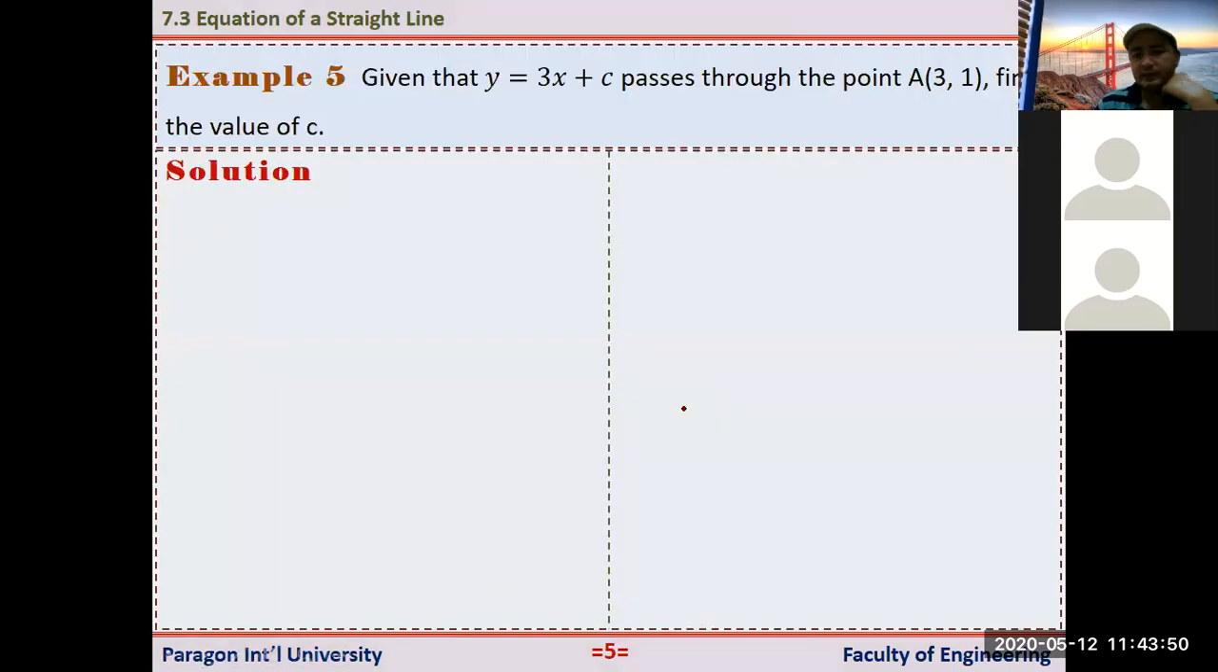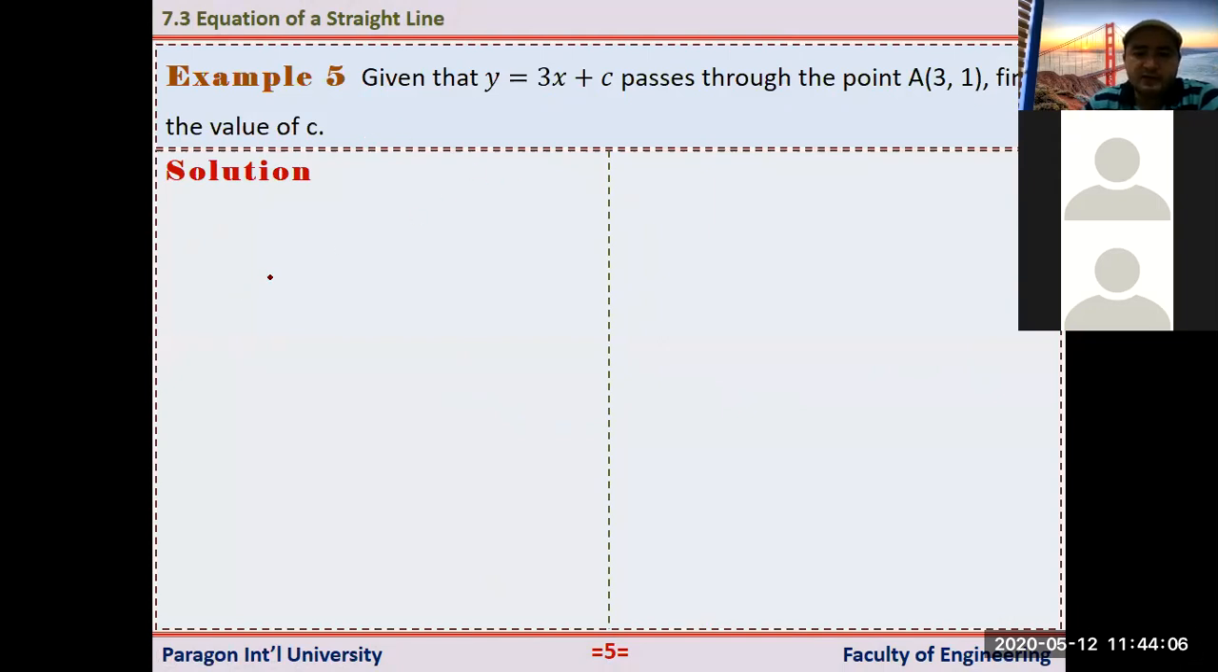Okay. We have 6 minutes left. Let's solve 2 examples and I will finish the class. Example 5. Given that y equals 3x plus c passes through the point A(3, 1), find the value of c.